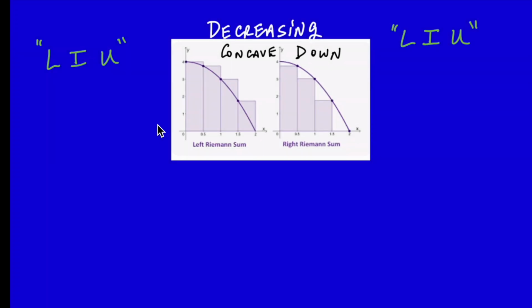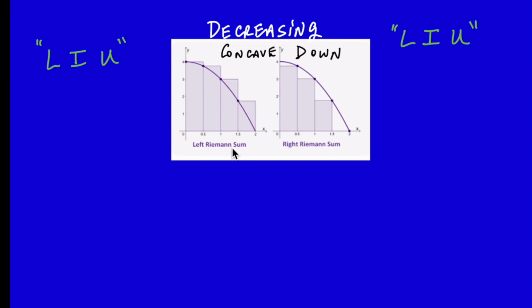Next, we're going to look at a decreasing function. And I'm going to show you how a decreasing function is what matters when you're dealing with left and right in terms of over or underestimation. Concavity is not going to matter. Okay, so we have a decreasing function. Let's first look at the left Riemann sum. I'm not going to talk about how we drew this because I've been over that several times already.